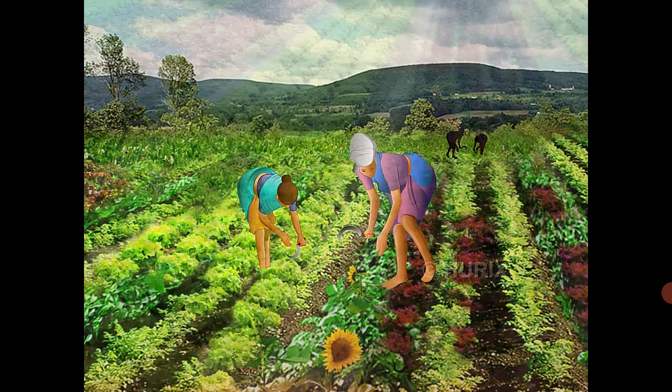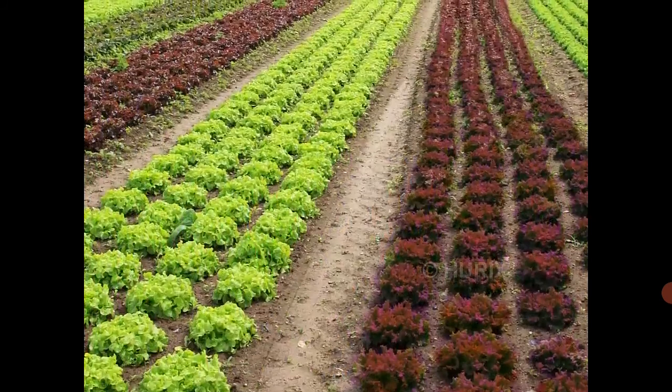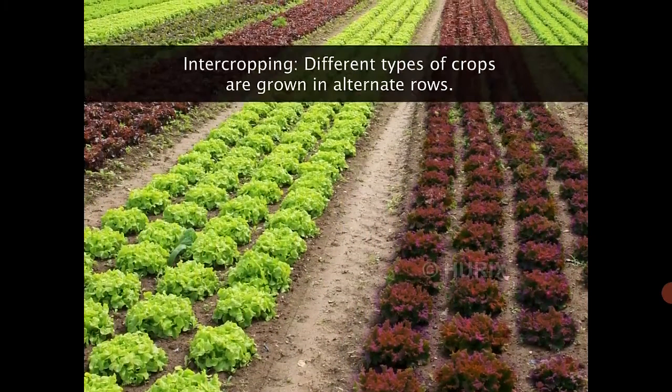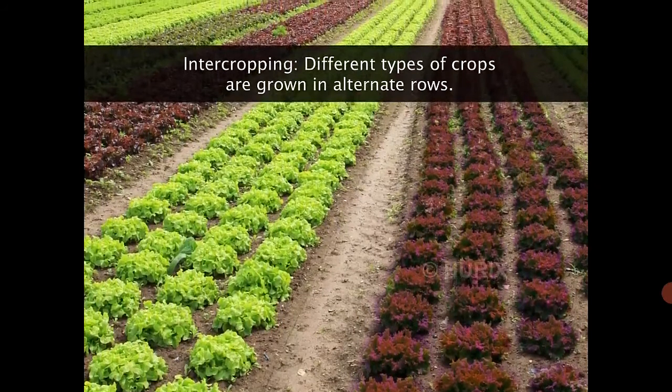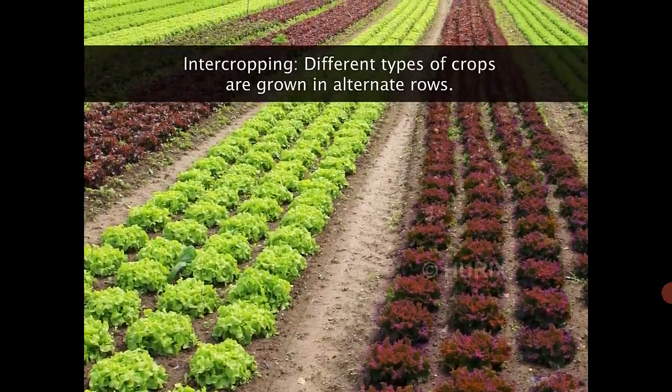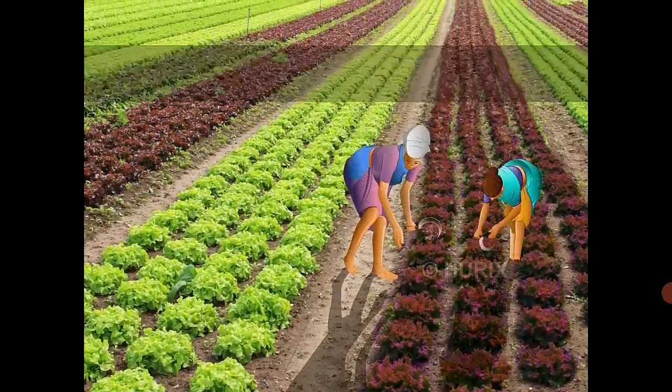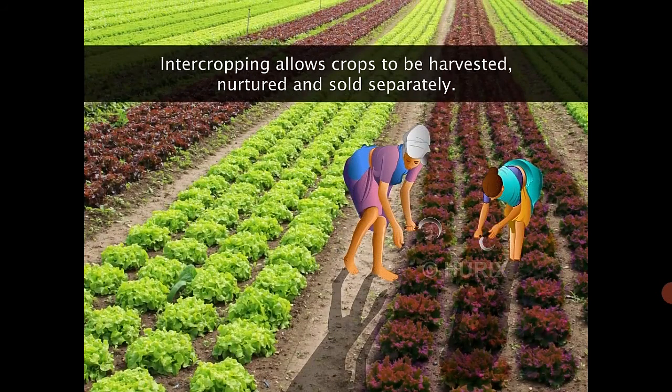This disadvantage can be overcome by practicing intercropping. In intercropping, seeds are not mixed together, but sown in alternate rows in a field. This allows crops to be harvested, nurtured, and sold separately.